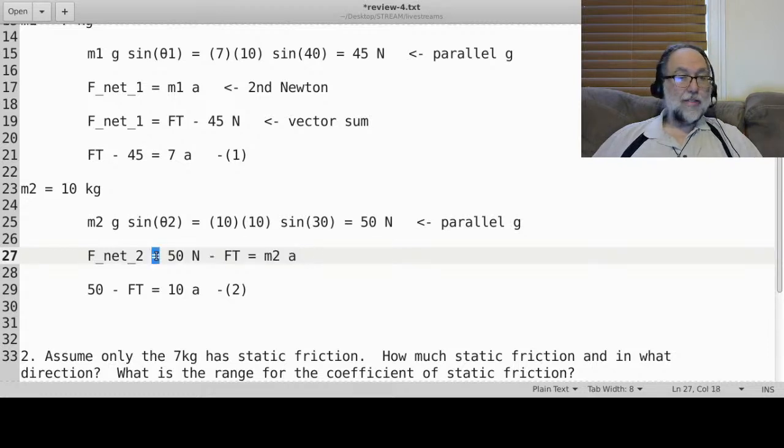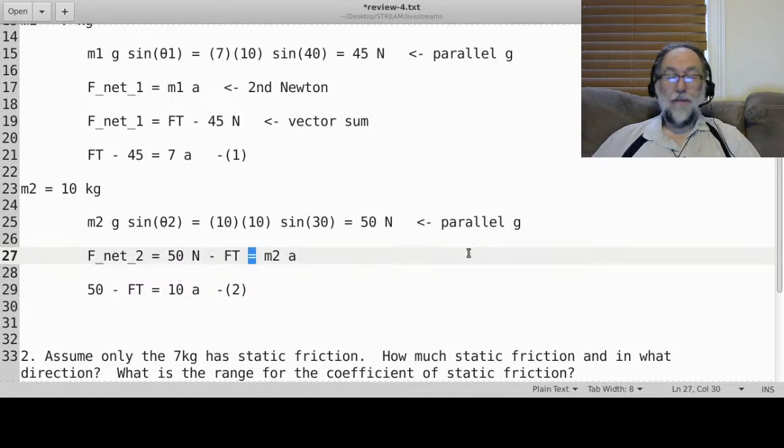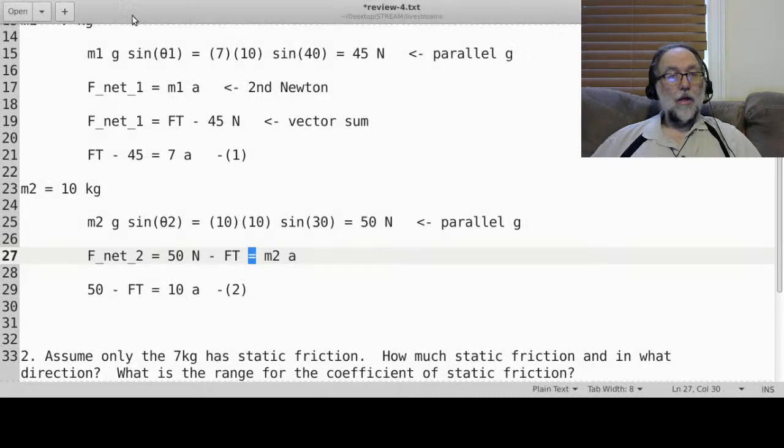All right, this equality here, that's just the vector sum. So we get from F net 2 equal to 50 minus Ft. That's because we just added up all the vectors. The second equality here, that is because of Newton's second law. So two things going on here. One is the vector sum for F net, and then set that equal to ma. That's Newton's second law.